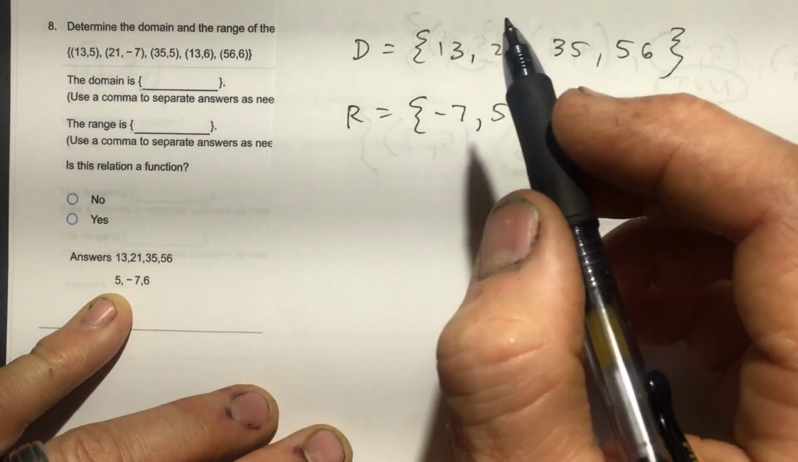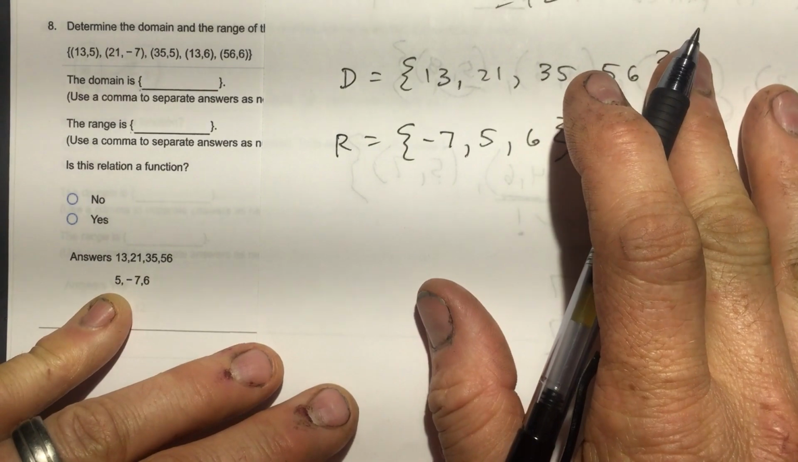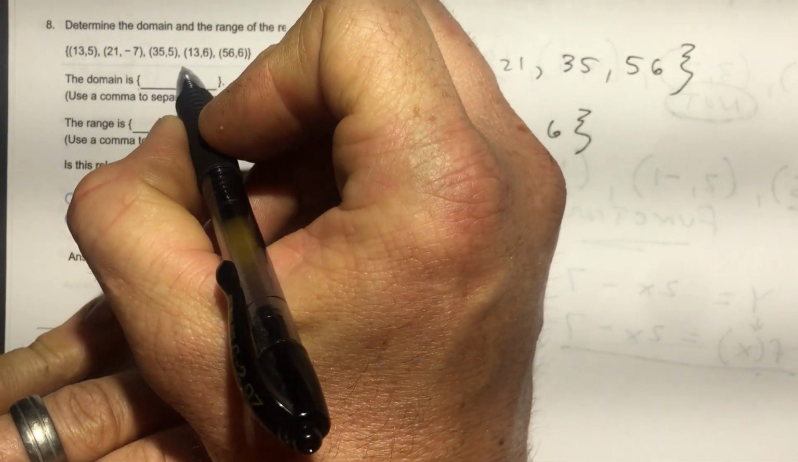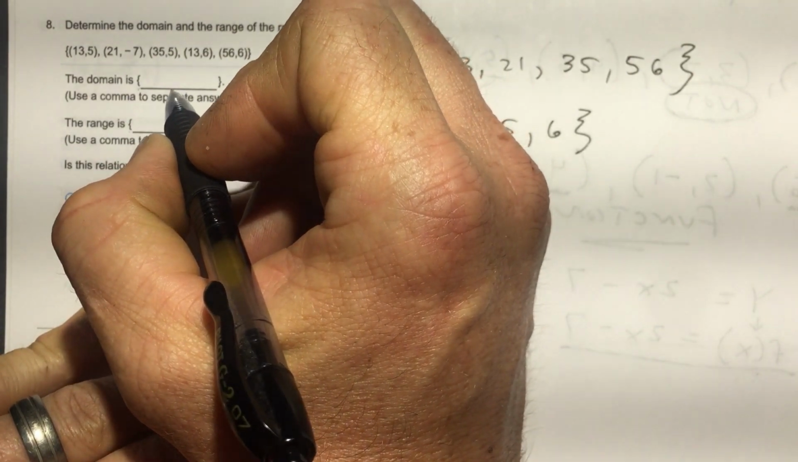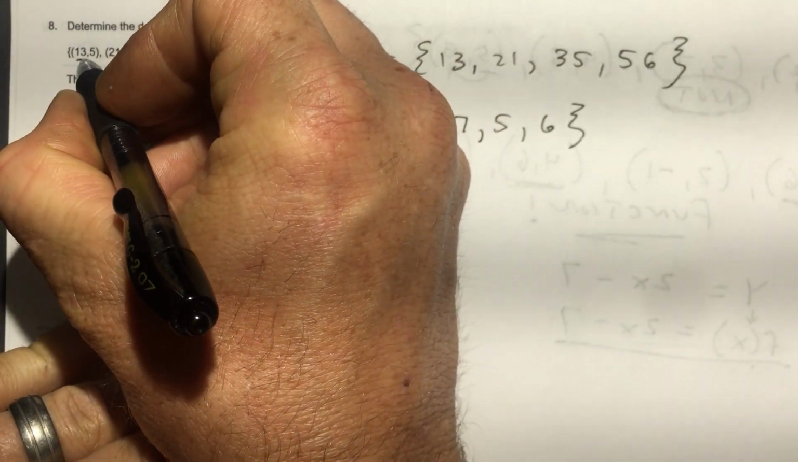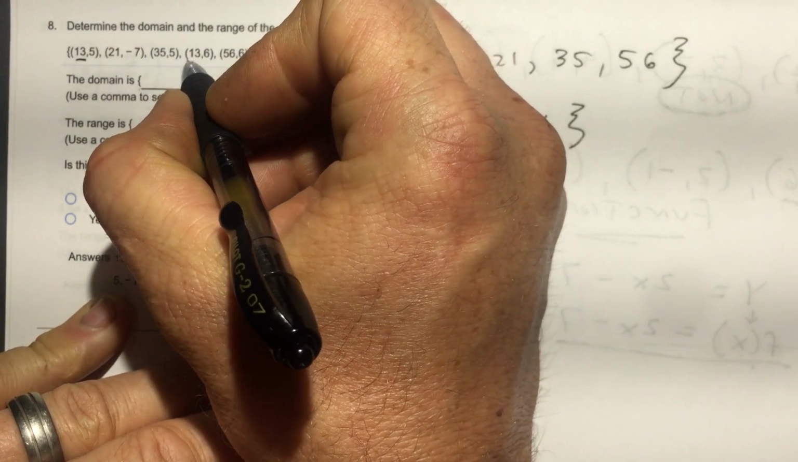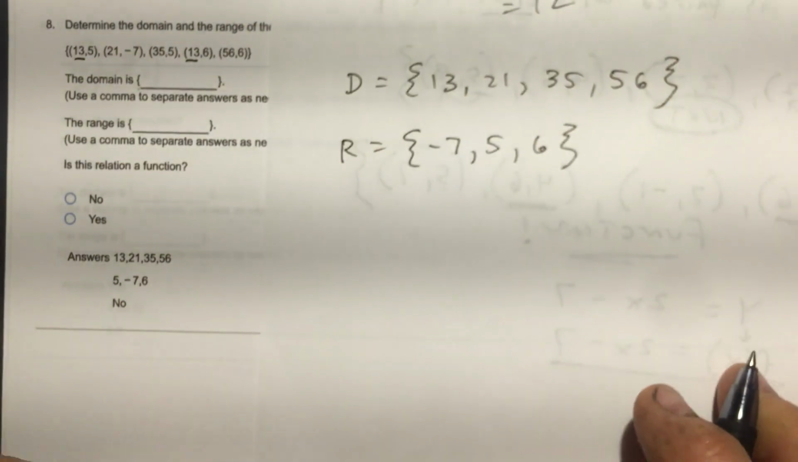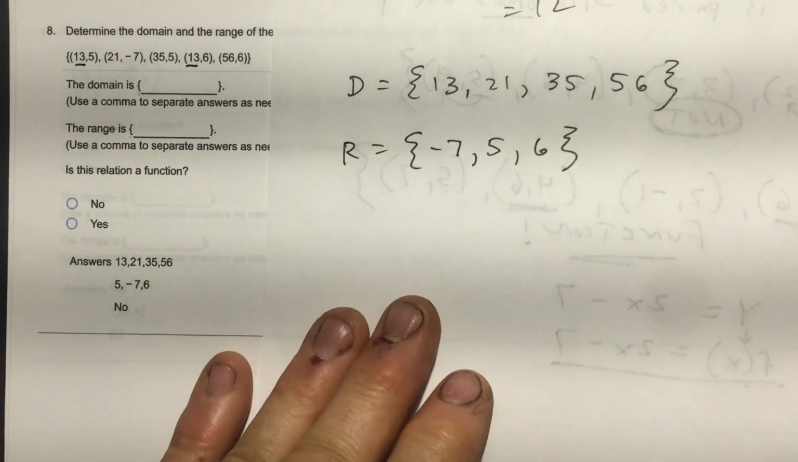Now, is this a function? All right, if you look at the relation again, this is not a function. Why is it not a function? Right here, I got 13 paired up with 5, and then I have 13 again paired up with a different number, 6. Can't have that. That's not a function, so no. It's not a function.